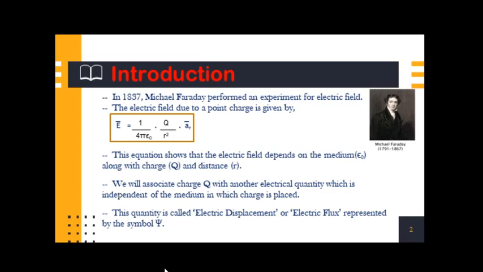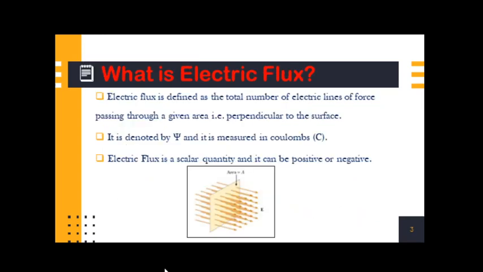The equation shows that the electric field depends on the medium epsilon naught along with the point charge q and distance r. We will associate the charge q with another electrical quantity which is independent of the medium in which the charge is placed. The quantity is called electric displacement or electric flux, represented by the symbol psi.